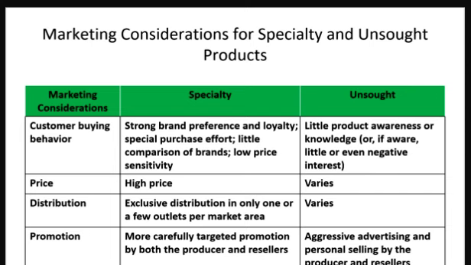For example, specialty products: the customers show strong brand preferences and loyalty because it's a specialty product, and because of that, it's high price, and usually it's selectively distributed through a few outlets. Because the consumers are very limited, more carefully targeted promotion by both the producer and resellers will be conducted. Unsought product, as you already know, has little product awareness or knowledge. That's why you have to use aggressive advertising and personal selling.